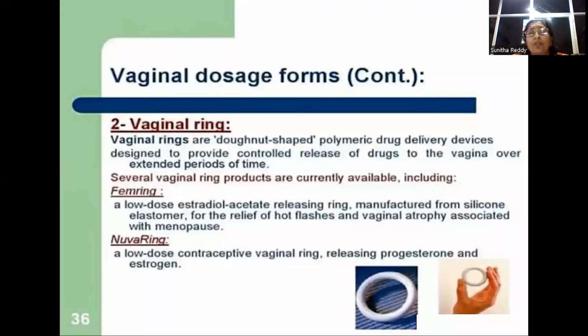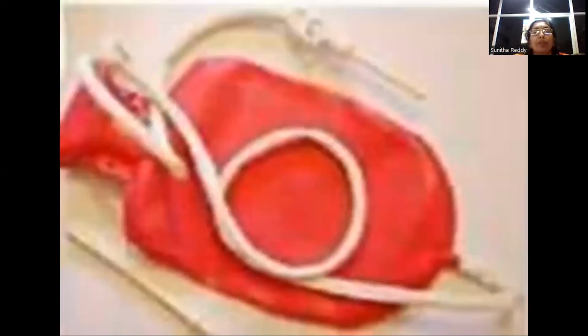Next one is a vaginal dosage form, the vaginal ring. These vaginal rings are donut-shaped, polymeric drug delivery devices designed to provide the controlled release of drugs to the vagina over an extended period of time. Several vaginal ring products are currently available, including Femring and NuvaRing. Femring is a low-dose estradiol acetate releasing ring manufactured from silicone elastomer for the relief of hot flashes and vaginal atrophy associated with menopause. NuvaRing is a low-dose contraceptive vaginal ring releasing progestin and estrogen.